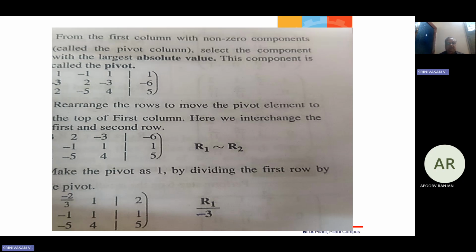So minus 3. As I just mentioned, you can have it as it is, or better, according to this way of doing, you can divide it by that number so as to make the pivot 1. Just a minute, I'll just plug in.